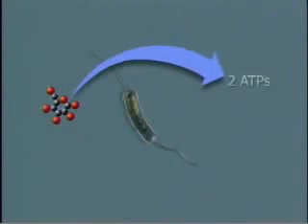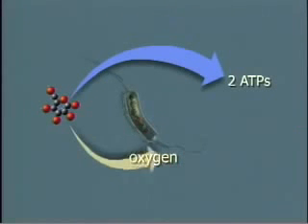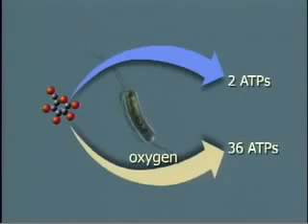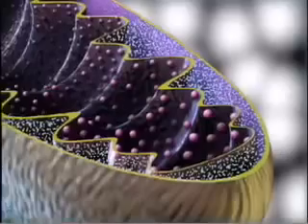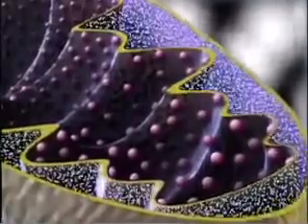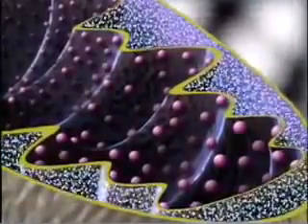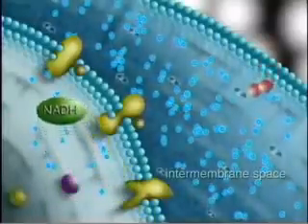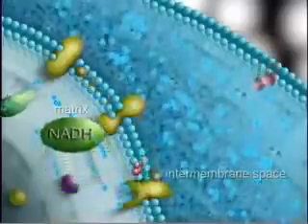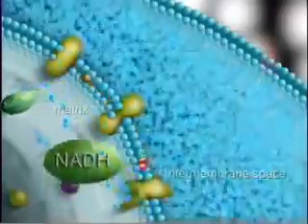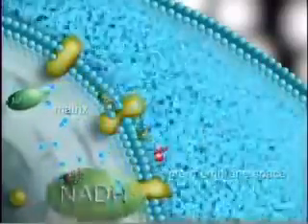Without oxygen, the cell can make 2 ATP molecules for every sugar molecule metabolized. With oxygen, the same cell can make 36 ATPs from each sugar molecule. Oxygen's powerful pull on electrons allows most of the energy in their fuel molecules to be used to push in the hydrogen ions. The folded inner membrane is studded with enzymes.